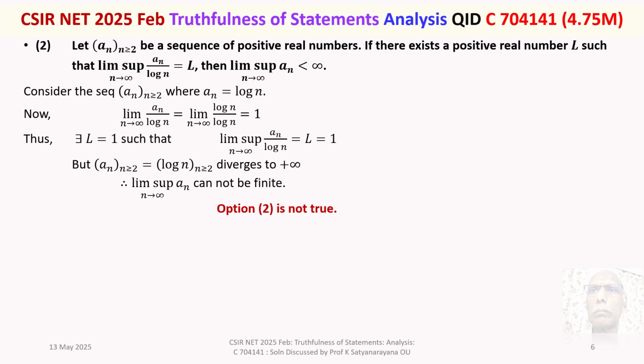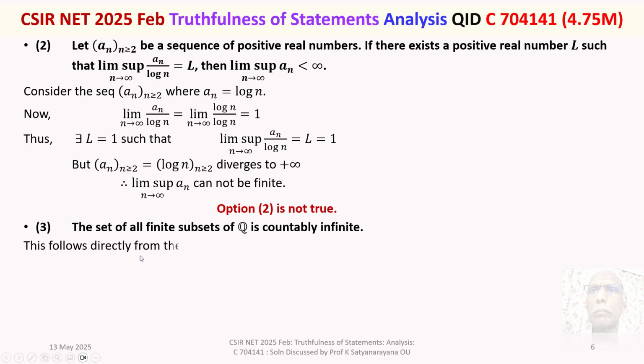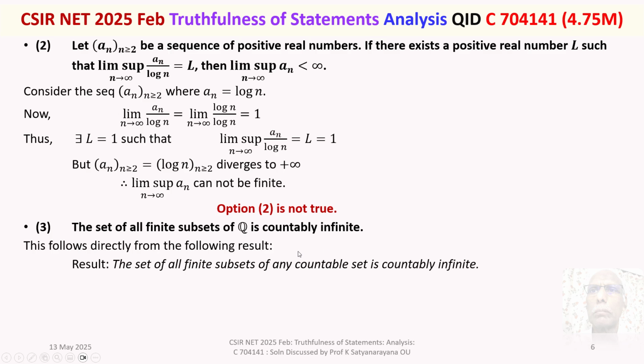Agreed. Good one. Let's go to option 3. The set of all finite subsets of Q is countably infinite. This follows directly from the following result. The result is about any countable set. The result says the set of all finite subsets of any countable set is countably infinite.